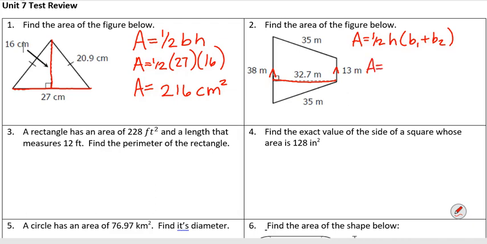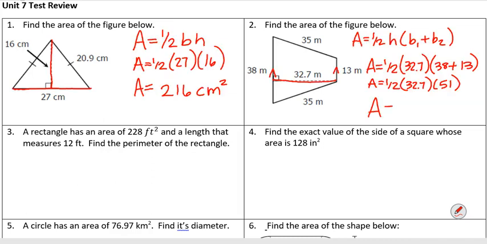So the formula here is going to be, again, 1/2 of 32.7 times base 1 plus base 2, so I'm going to do 38 plus 13. So I'm going to break this down another step. 1/2 of 32.7, and then this would be 51. So when we do that, again, in our calculator, 1/2 times 32.7 times 51, our area here is equal to 833.85 meters squared. And again, remember that when we're talking about our units in its area, then our unit is going to be squared.